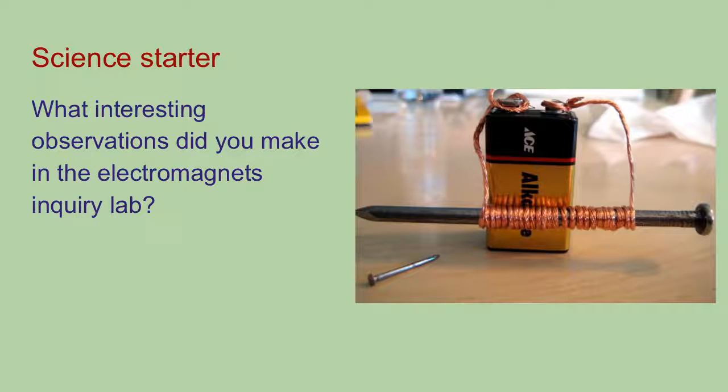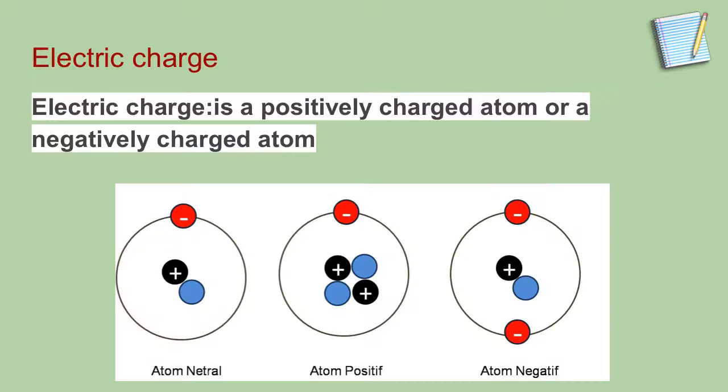To start out with, for the science starter, I want you to think back to the lab that you just did on electromagnets, and think about what was interesting about that experiment. What interesting observations did you make about the electromagnets? What worked? What didn't work? Did wrapping the wire all the way around over top of itself work, or did you neatly have it laying out kind of like this one here? Okay, so get that brain going and then we'll continue on.